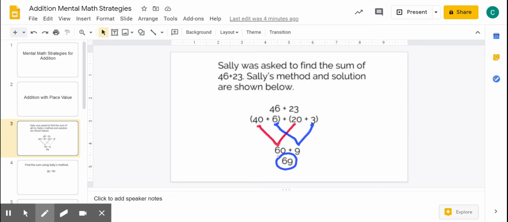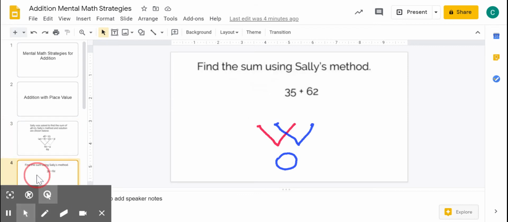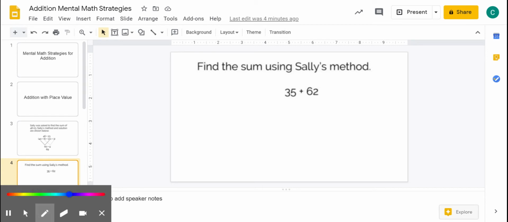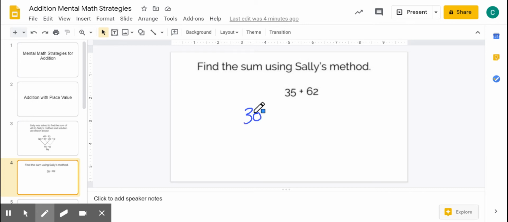Let's try that strategy with a different set of numbers. So we're going to use that same strategy for these two numbers, 35 plus 62. The first thing that you would do, and what I would instruct my students, is to look at the first addend, which is 35. I am then going to write 35 in expanded form. So the value of 3 tens gives us 30. The value of 5 ones gives us 5. So I would write in parentheses 30 plus 5.